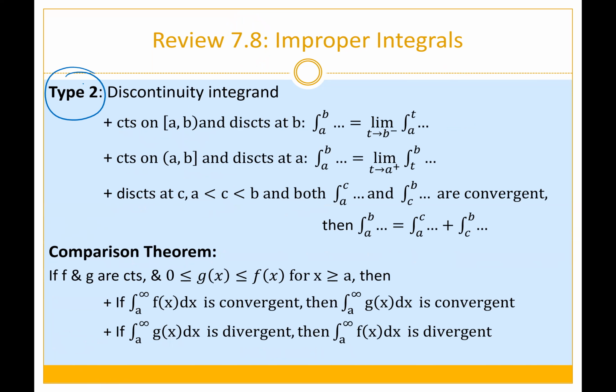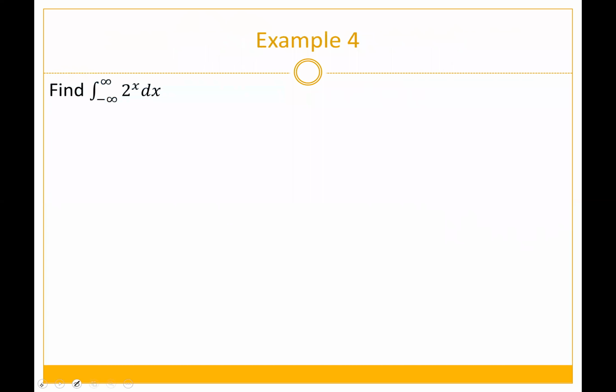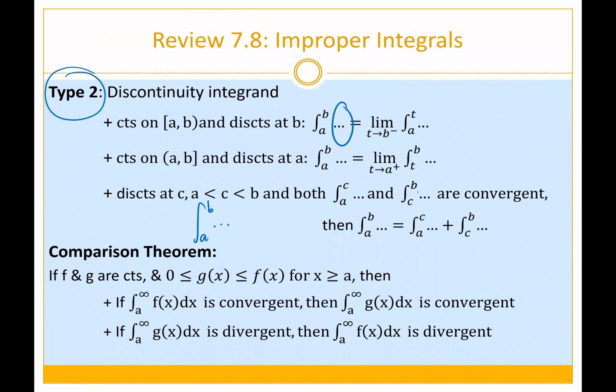Then you have type 2. Type 2, as I said, is when your integrand, the thing inside, has some discontinuity on the interval, say from a to b that you specify. There are three cases. It's either discontinuous at one of the ends, or discontinuous at a number in between. If it's discontinuous in between, then say you have the integral from a to b of something, you can break it down into a to c and c to b. But the big integral that you're given only converges if both of the component integrals are convergent.